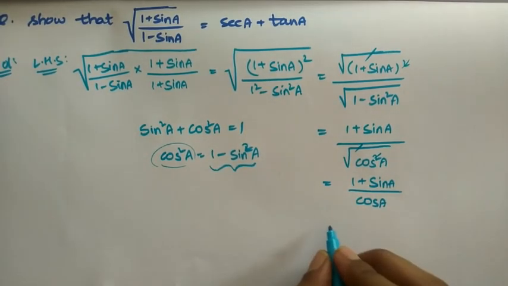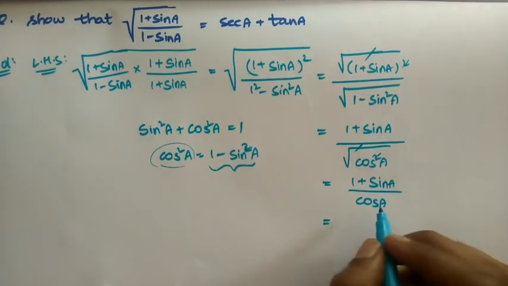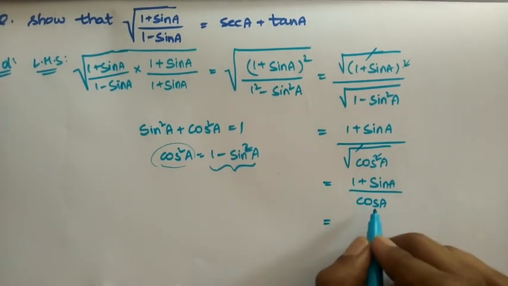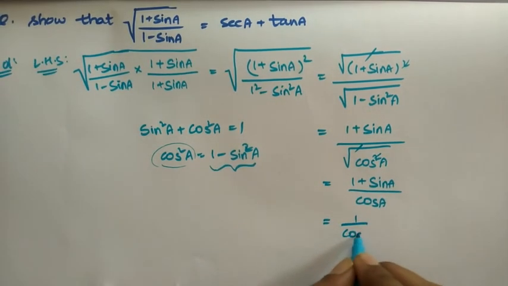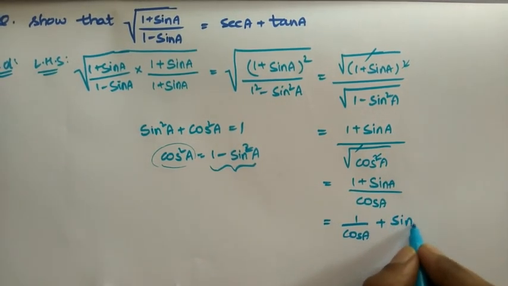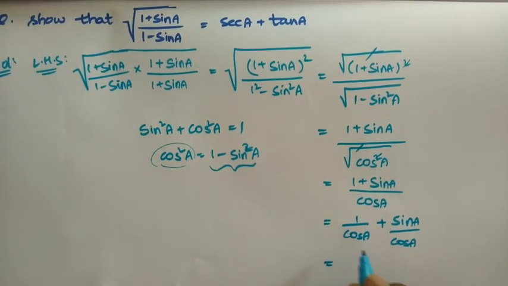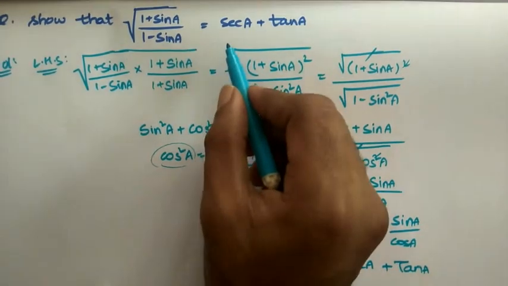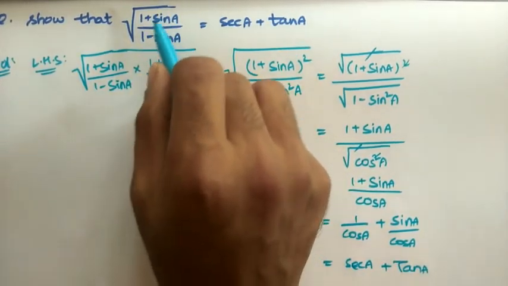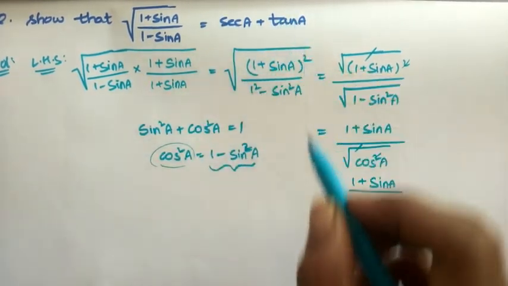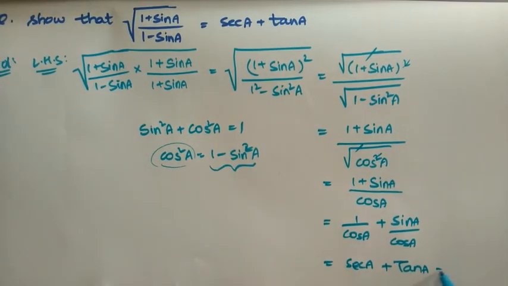Let us further simplify this. Split the cos A to both 1 and sin A. So it will be 1 by cos A plus sin A by cos A. The reciprocal of cos A we can write as secant A, and sin A by cos A is nothing but tan A. So this is the RHS they asked. They are asking this whole term to be equal to secant A plus tan A. So I proved it. This is nothing but the RHS. Okay, thank you.